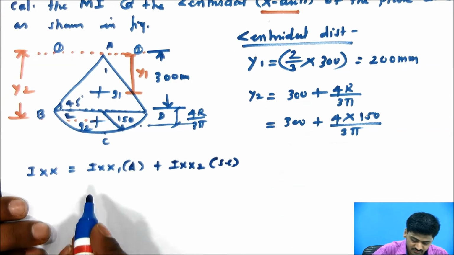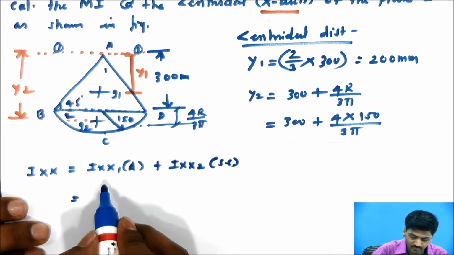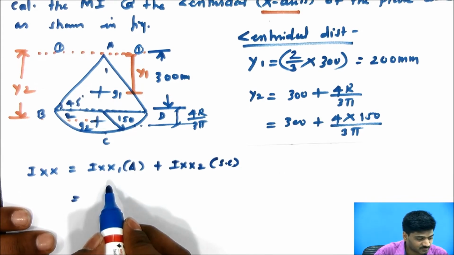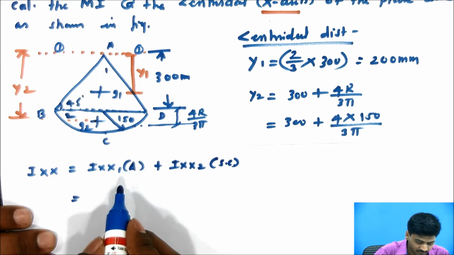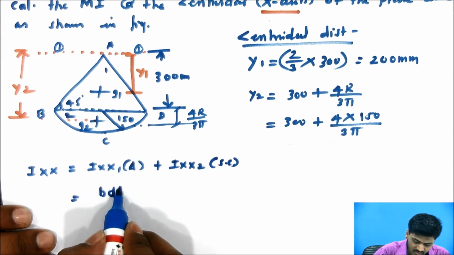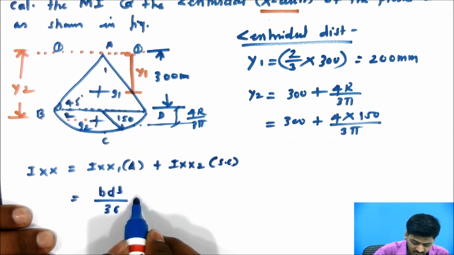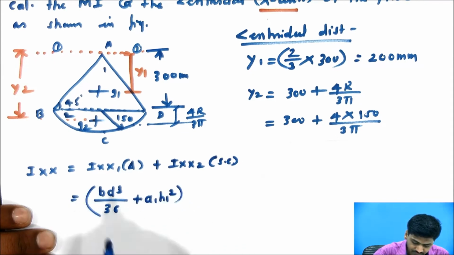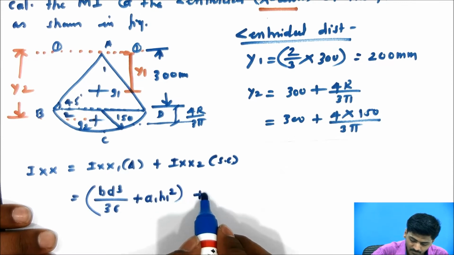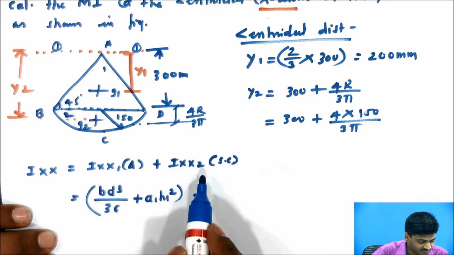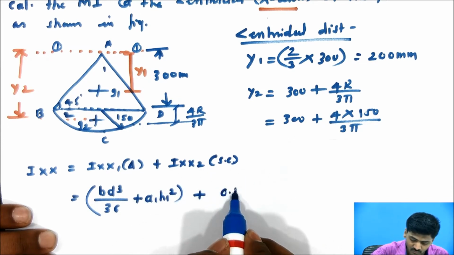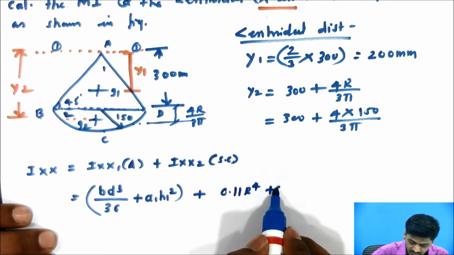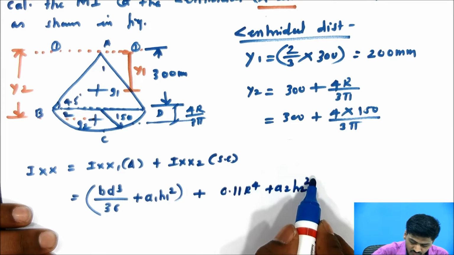How to calculate it? The formula for the moment of inertia of a triangle about the x-axis is b d cube by 36 plus a1 h1 square. For the semicircle, this is the formula: 0.11 r raised to power 4 plus a2 h2 square.